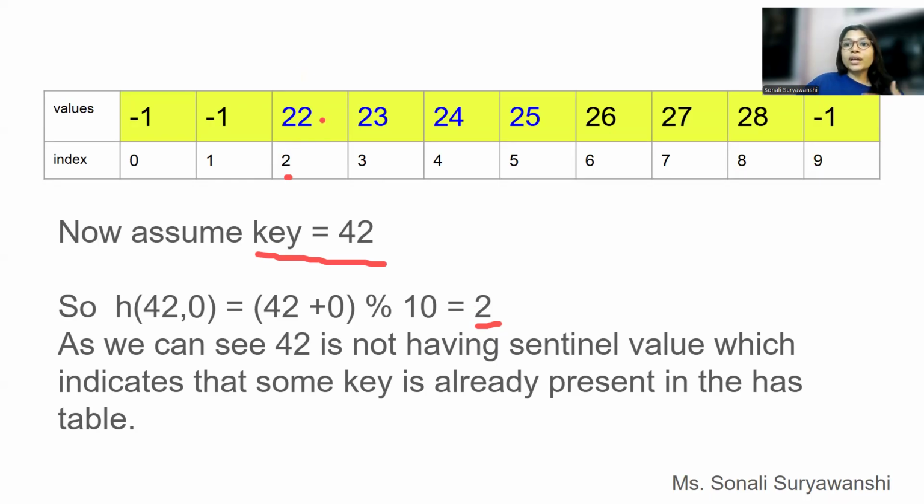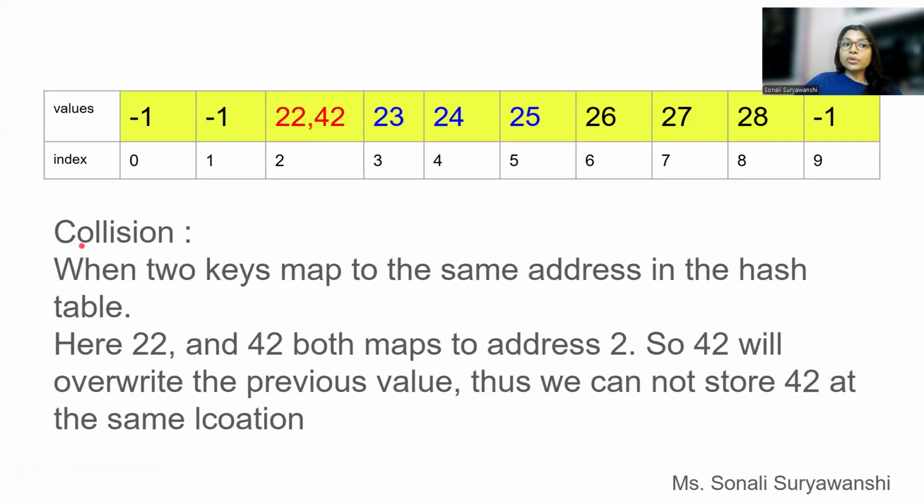But as of now, you can clearly see 22 has been stored at this location. Here, this kind of problem, where another key comes which is also mapping to the same address, is called a collision. Collision means there are two keys mapping to the same address in the hash table. So for the given hash table, at index 2, 22 is coming and 42 is also coming.